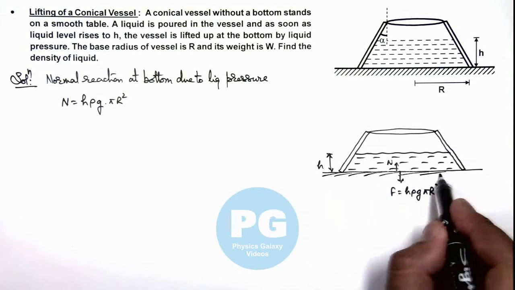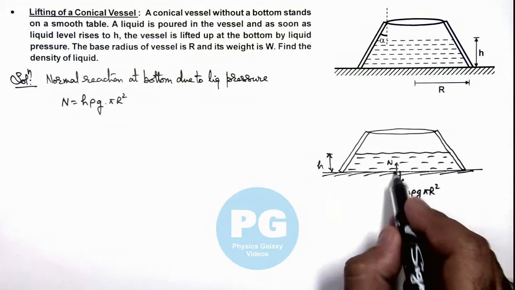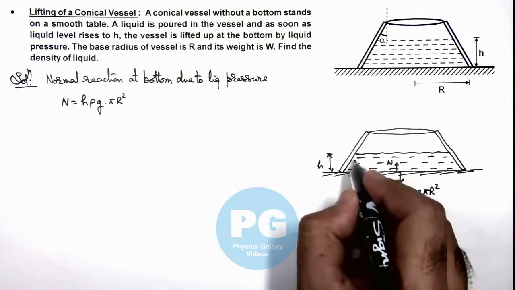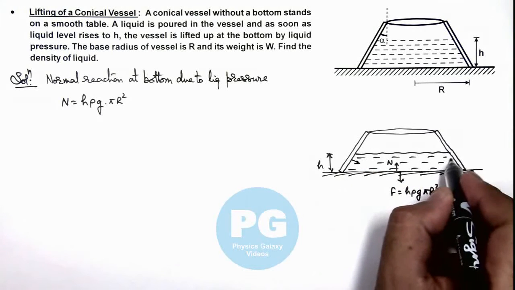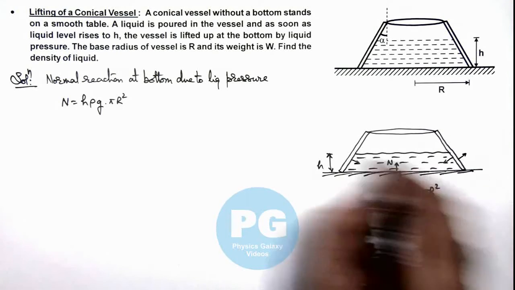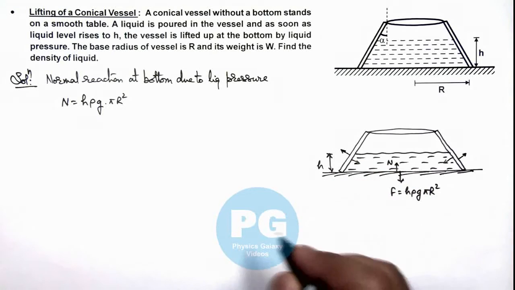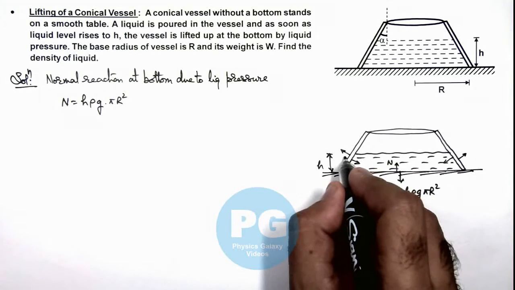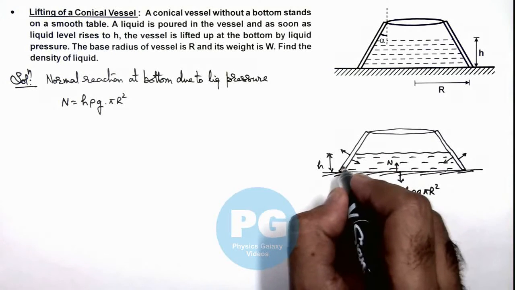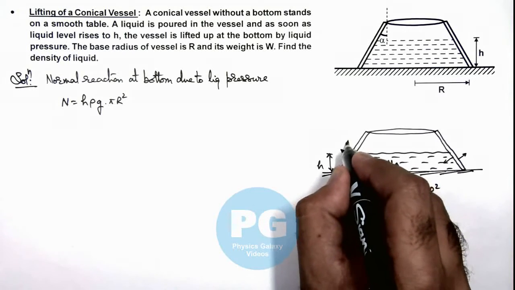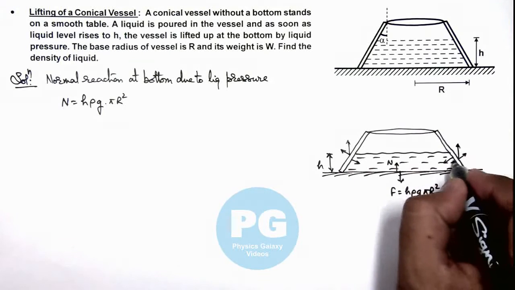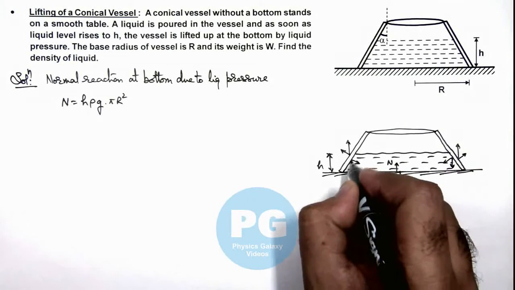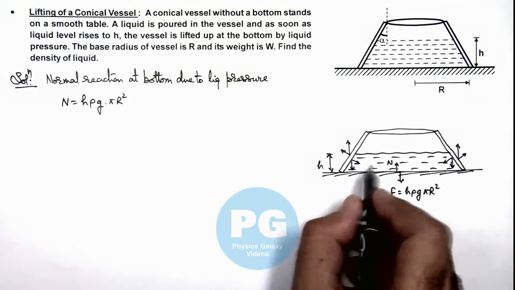And this normal reaction will be balancing the weight of liquid as well as the force applied by walls on the liquid in this direction like this, which I am drawing here. So the force which the liquid is exerting on the container, the upward component of this force will be the same as the downward component applied by the vessel walls on the liquid.